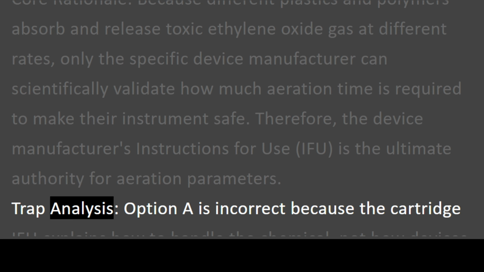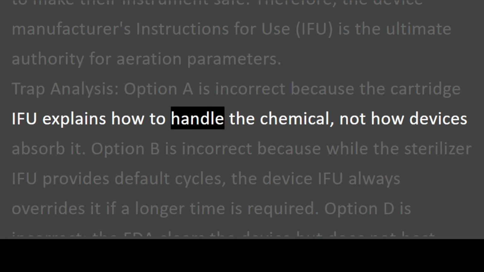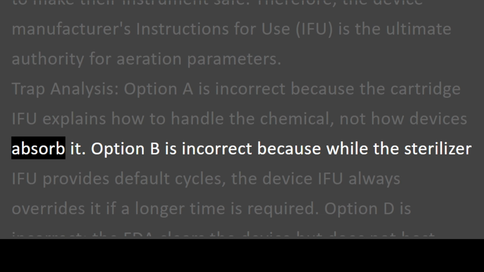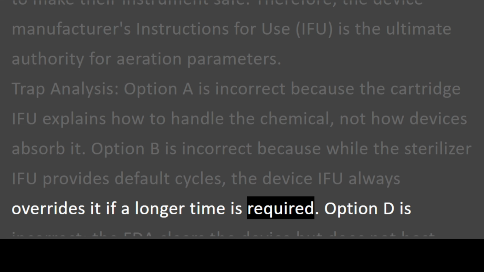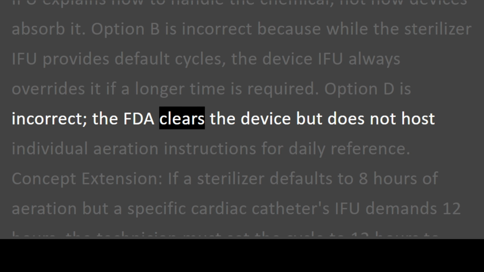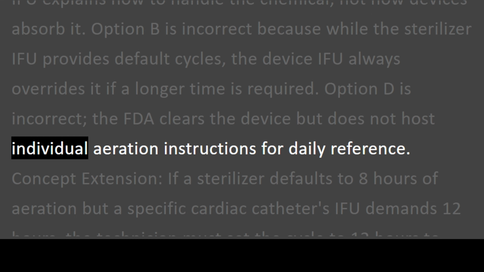Trap analysis. Option A is incorrect because the cartridge IFU explains how to handle the chemical, not how devices absorb it. Option B is incorrect because while the sterilizer IFU provides default cycles, the device IFU always overrides it if a longer time is required. Option D is incorrect. The FDA clears the device but does not host individual aeration instructions for daily reference.